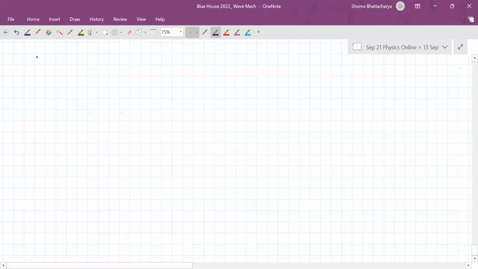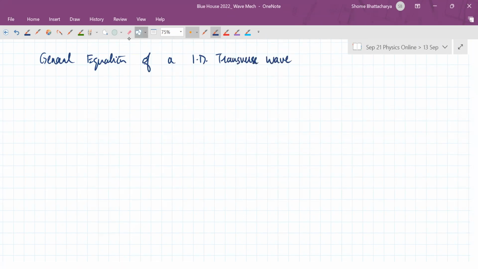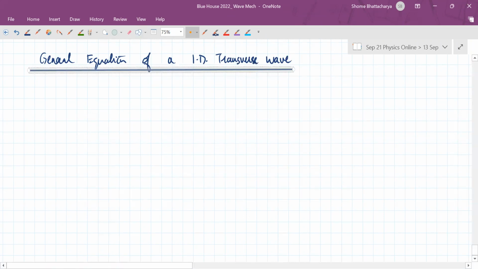So with this, we come to, I'll go back here. General equation of a one-dimensional transverse wave. The general equation is like this. Y is some kind of function, assume A is included within that function, of kx plus minus omega t. And it doesn't matter what order we write it in. We can write it as omega t plus minus kx also.